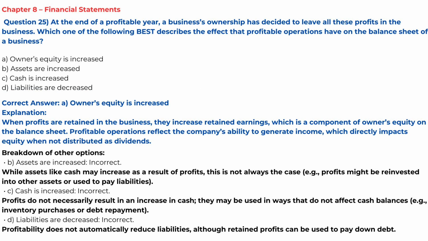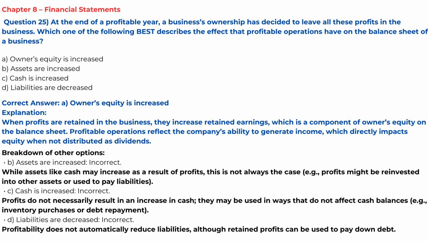Question 25. At the end of a profitable year, a business's ownership has decided to leave all these profits in the business. Which one of the following best describes the effect that profitable operations have on the balance sheet of a business? Correct answer. A. Owner's equity is increased. Explanation. When profits are retained in the business, they increase retained earnings, which is a component of owner's equity on the balance sheet. Profitable operations reflect the company's ability to generate income, which directly impacts equity when not distributed as dividends.